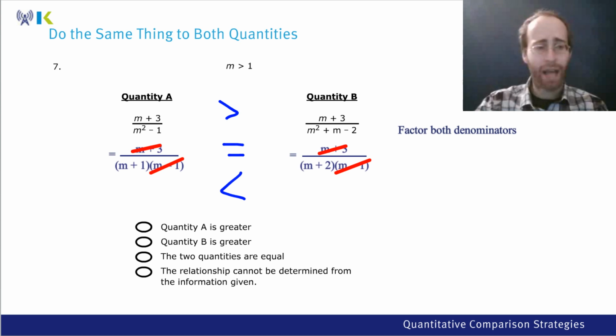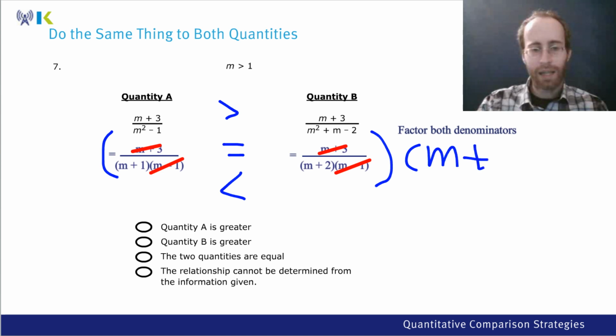So now I have 1 over m plus 1 in quantity A and 1 over m plus 2 in quantity B. Honestly, at this point, I can take it a step further. I can multiply both sides by m plus 2. I'm going to write this carefully on the screen so you can see what actually happens. If I multiply both sides by m plus 2, then on the right side in quantity B, the m plus 2 cancels out, and we're just left with 1.